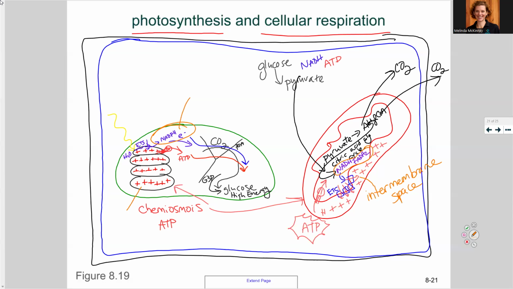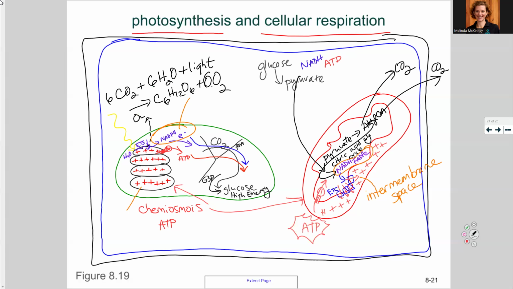And of course, the reactants and the products are reversed for these. So in photosynthesis, we start with CO2. We've got 6 of those. We have 6 water. We've got light. Those combine to create glucose, C6H12O6, and a byproduct of oxygen gas. So it's 6O2. The oxygen gas, in this case, diffuses out as a byproduct.